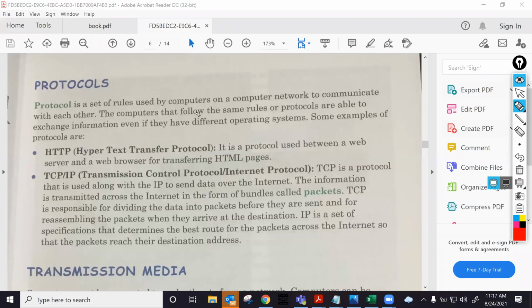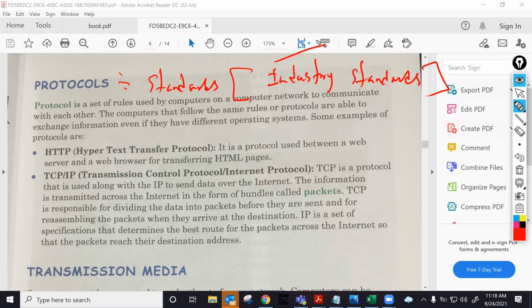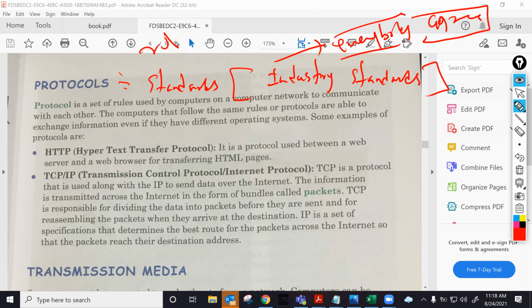A protocol is a set of rules used by computers and computer networks to communicate with each other. Computers that follow the same rules and protocols are able to exchange information even if they have different operating systems. So these are the standards. We say industry standard. What's the meaning of industry standard? Everybody agreed, everybody should agree. This is like a law.